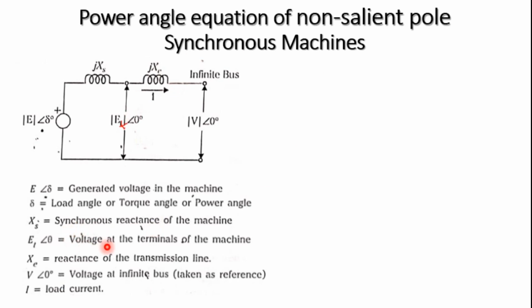ET is nothing but the voltage at the terminal of the machine. There is an angle which we are considering at this point, the theta value. XE is the reactance of the transmission line, this portion, and V is the voltage at the infinite bus. Generally the terminal voltage is considered as the reference, and the current which is flowing is the load current.